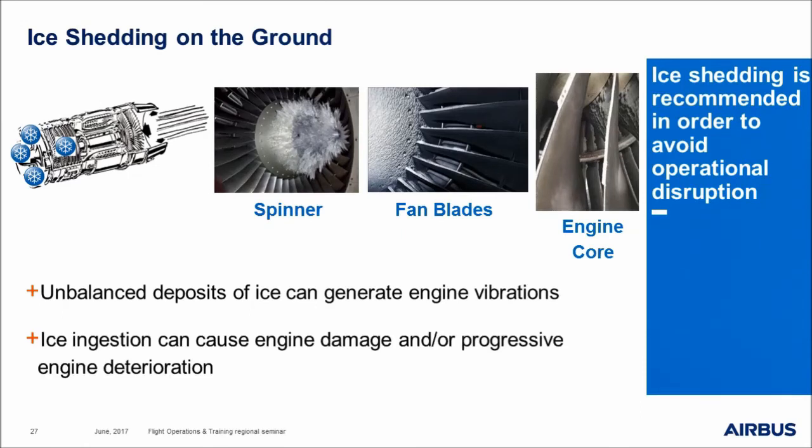If this ice accretion is not removed, it can have some adverse effects. Unbalanced deposits of ice can generate engine vibration. Ice ingestion can cause engine damage and progressive engine degradation. Potentially, this may cause thrust loss or engine stall, or an in-flight shutdown in the worst case if the engine degradation is not detected through the engine health monitoring. That's why Airbus recommends that each operator performs ice shading on the ground to minimize the risk of operational disruption that may be induced by ice accretion.